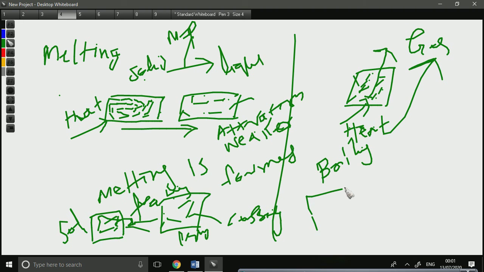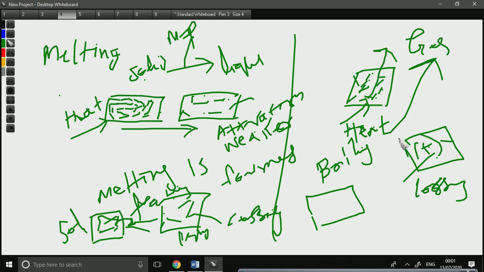Or when we decrease the temperature of the gas form, it loses energy, the temperature drops, and now gas changes into liquid. Particles come closer to each other, forces become stronger. When gas changes into liquid, this is known as condensation. Okay, students, now it is clear.